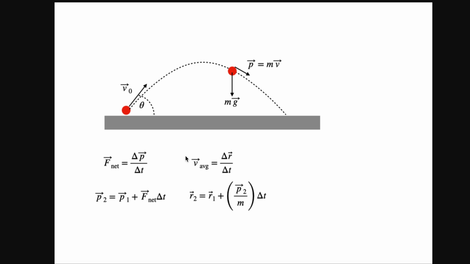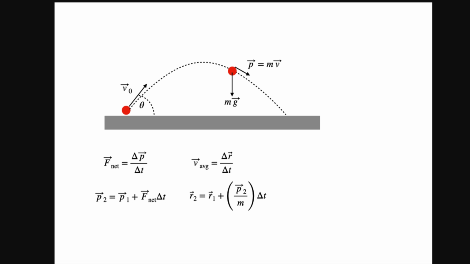Now, the other important thing I need to know is, once I know the momentum, I can use that to find the velocity, where momentum is mass times velocity. I can assume that's the average velocity and use that to find the new position. Here I'm using r as the position. So I take the velocity, which is the momentum divided by the mass, multiply by that time interval, add it to the old position, and I get the new position.